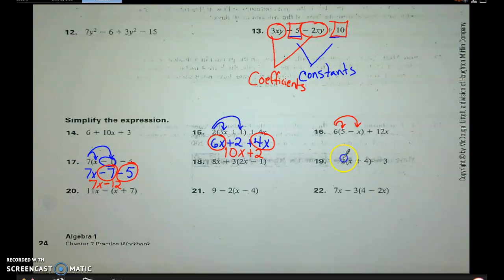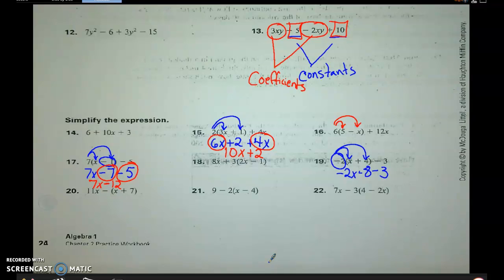Now I'm going to look at number 19. Number 19, I have to distribute that negative 2 going out. Negative 2 times x, negative 2 times 4. Negative 2 times x is negative 2x. Negative 2 times 4 gives me a negative 8. Then I'm going to bring down that negative 3 to be able to have everything there.